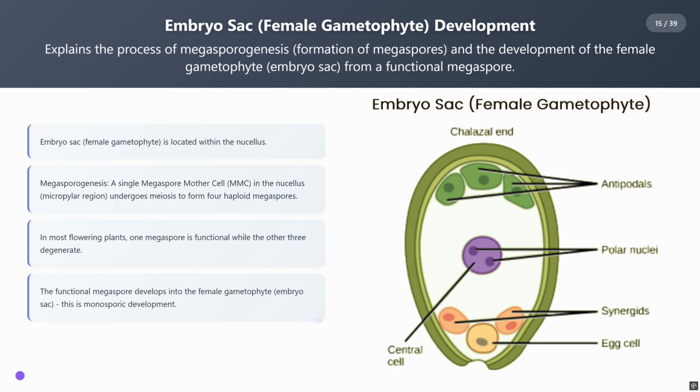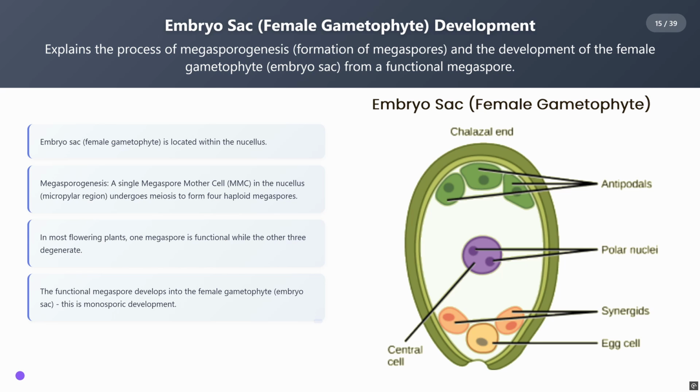Okay, one MMC. This MMC is a large cell, with dense cytoplasm and a prominent nucleus, and just like the PMC, it undergoes meiotic division. Meiosis again, so halving the chromosomes. Right. This meiotic division results in the production of 4 megaspores, all haploid. 4 haploid megaspores. What happens to them?